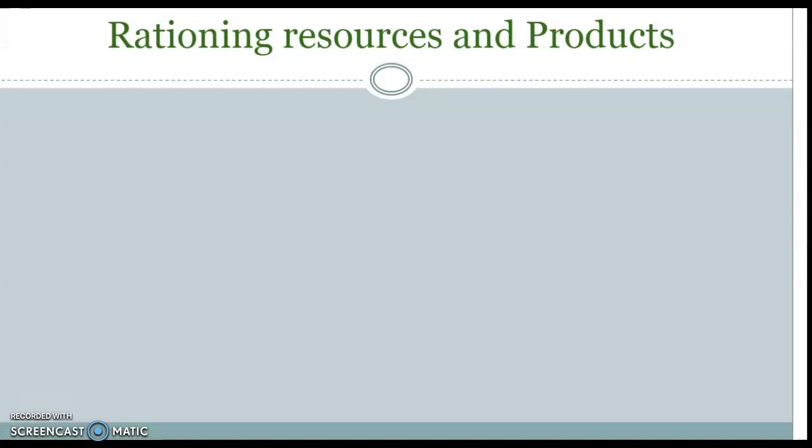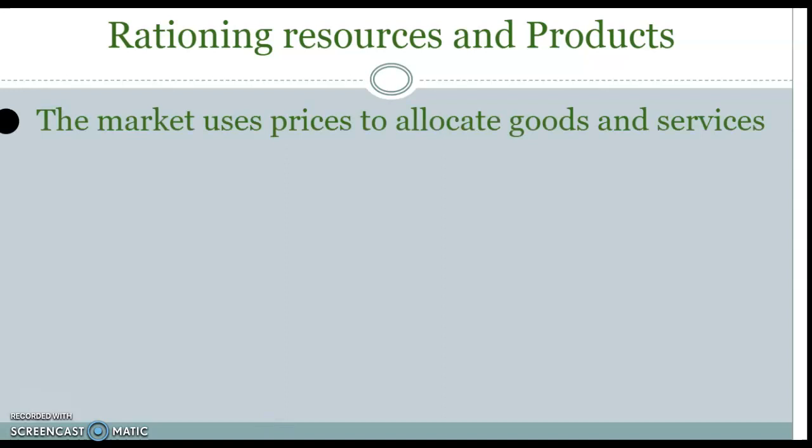Rationing resources and products. The market uses prices to allocate goods and services. Just a couple of chapters ago, I believe it was chapter 3, we were talking about the allocation of resources. Does anybody remember what the allocation of resources is? The allocation of resources is how you're grabbing those resources and how you're going to be using those resources.